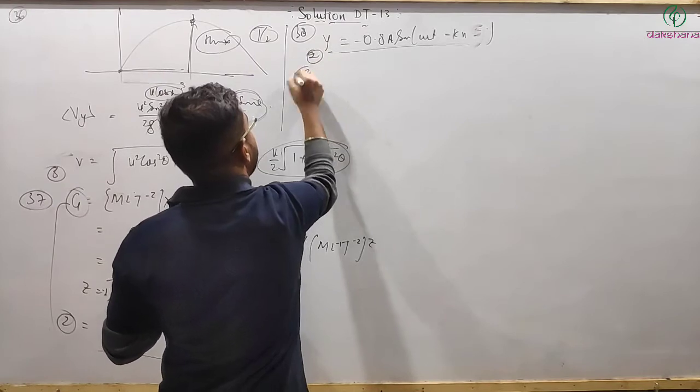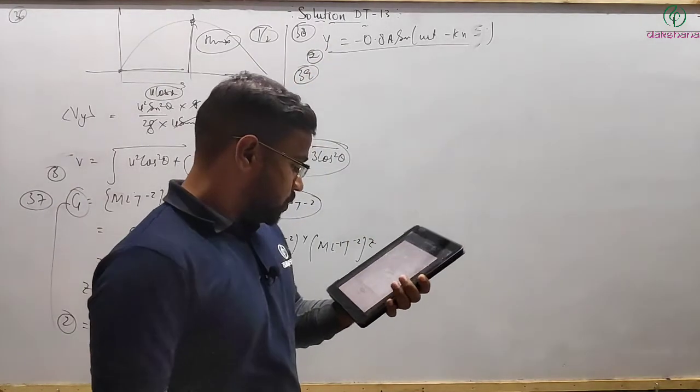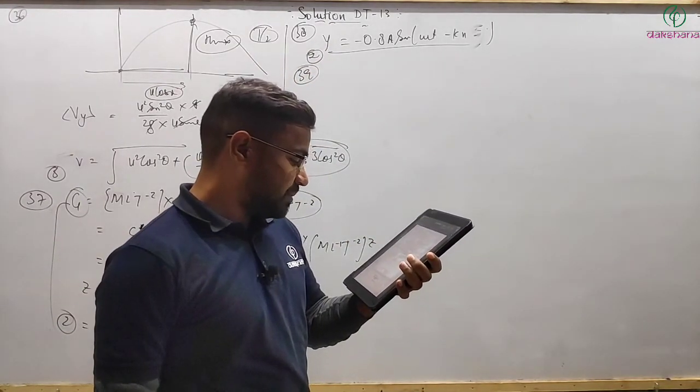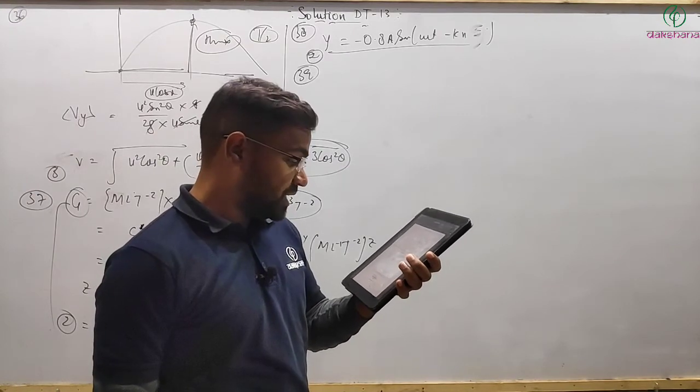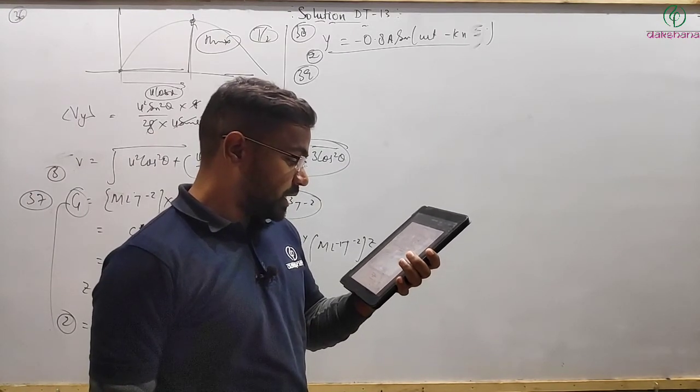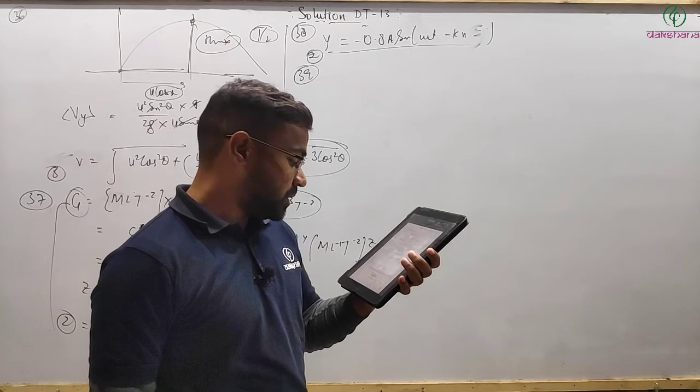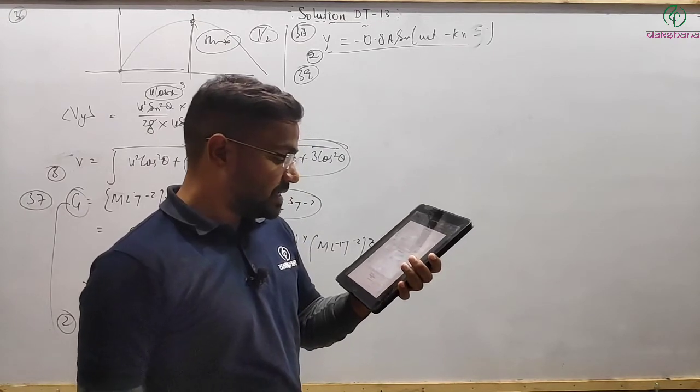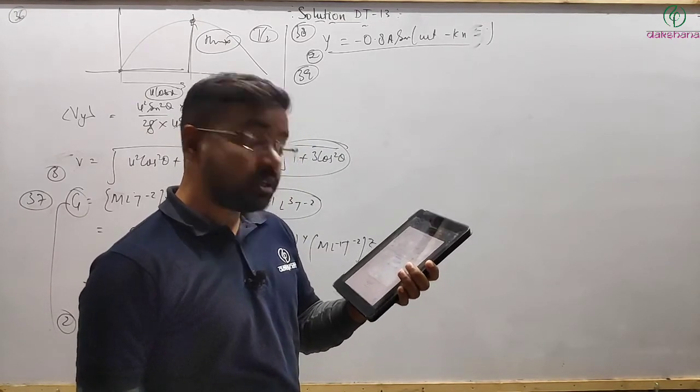Next, question number 39. A block A of mass m is placed over a plank B of mass 2m. Plank B is placed over a smooth horizontal surface. The friction coefficient between A and B is 1/2. Block A is given a velocity v0 toward the right. The acceleration of B relative to A is?